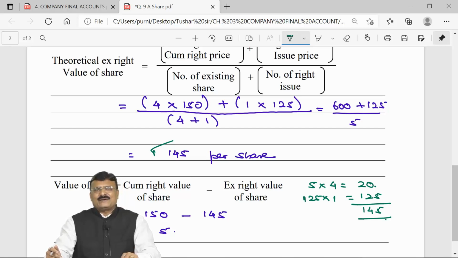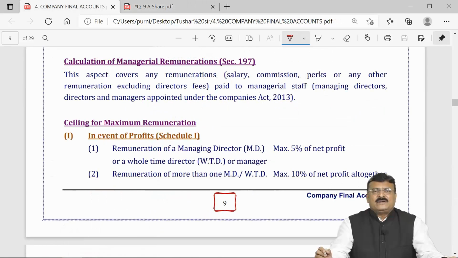That was the first variety of the company accounts, calculation of value of right issue. We take the next variety, managerial remuneration.